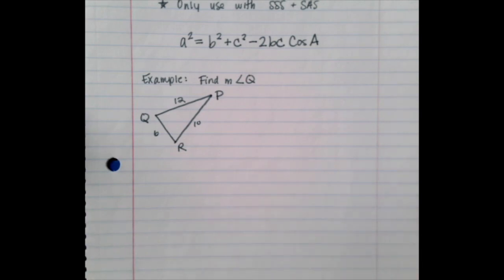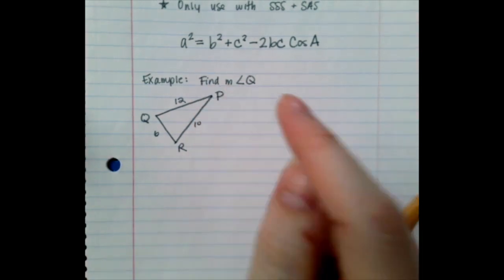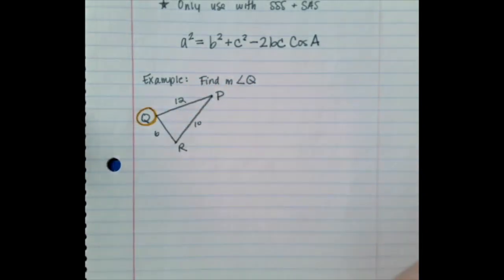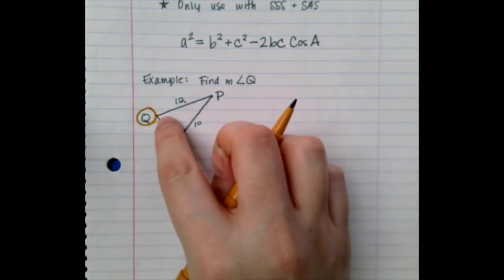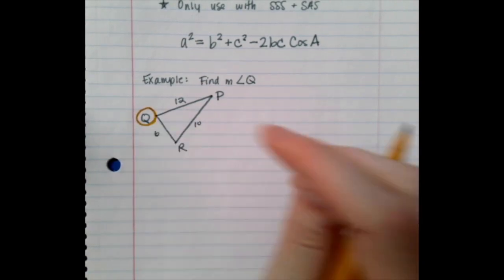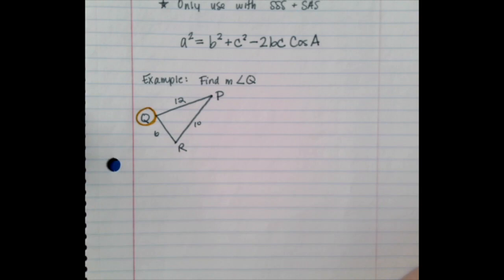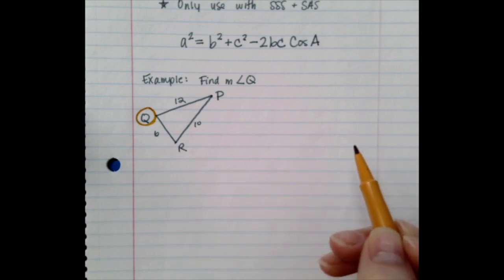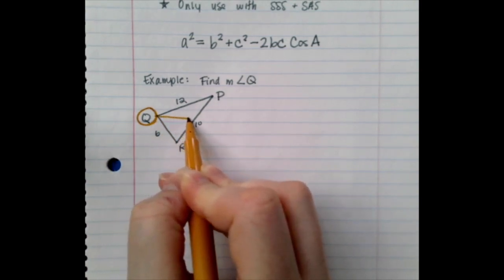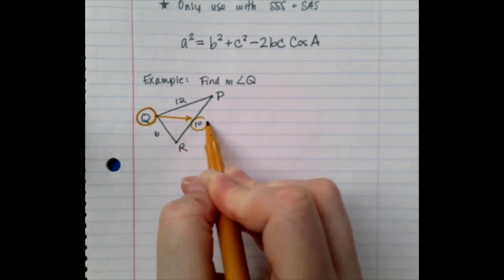Now I want to circle the thing that I am looking for. I'm trying to find the measure of angle Q, so I'm going to circle angle Q. That's what I'm looking for. You can put an X in there if you'd like, but since angles are always named, you don't have to. And then you also want to circle its corresponding, matching side. So I just draw an arrow right across, and this is the side we care about.